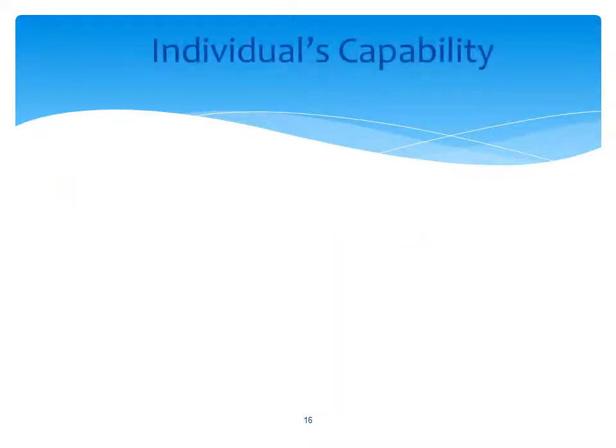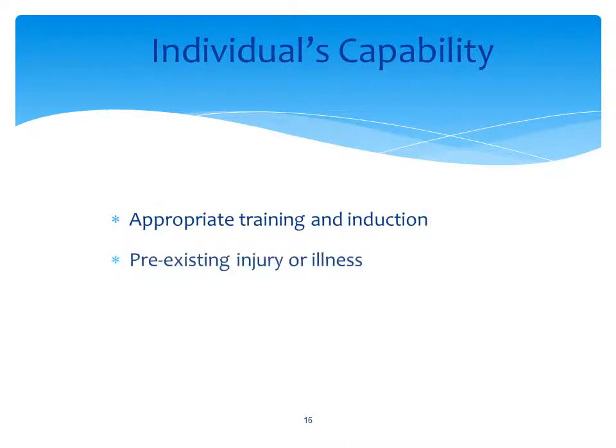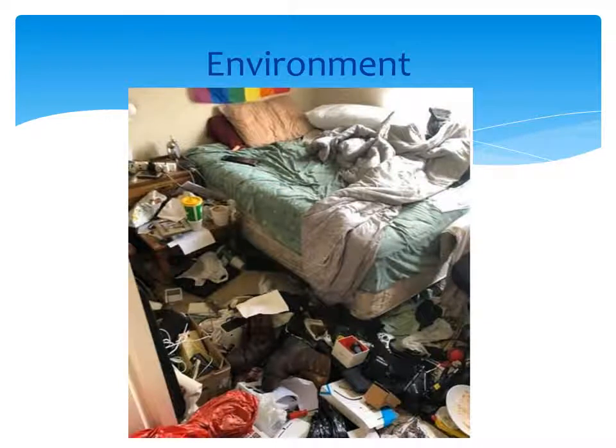When we're looking at our individual's capability, our individuals are our staff, and we have to think of lots of things: the appropriate training and induction, pre-existing injury or illness they might have, and pregnancy are a few examples. Risk factors associated with the environment are many, and it could include lack of space, clutter, patients' own personal objects, mats, carpets, etc.